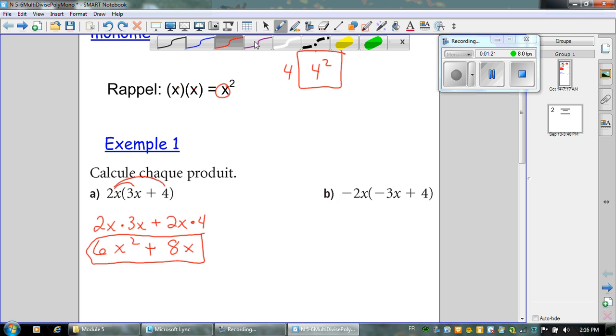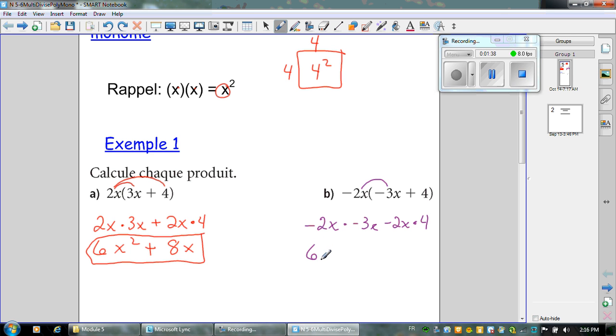Second example here, we have negative 2x multiplied by negative 3x, and negative 2x multiplied by 4. So negative 2 times negative 3 is positive 6, x times x, x squared. So notice that we multiply our coefficients together and our variables together. Negative 2 times 4 is negative 8, and we just have an x. And that's your answer.